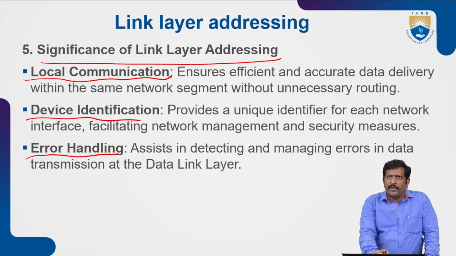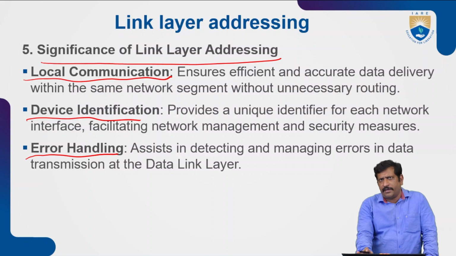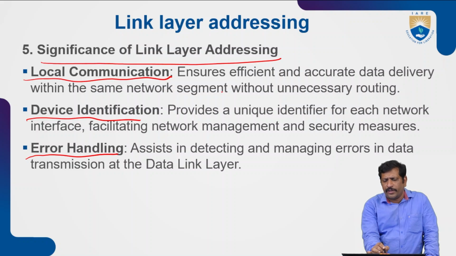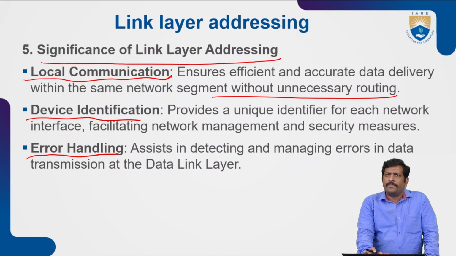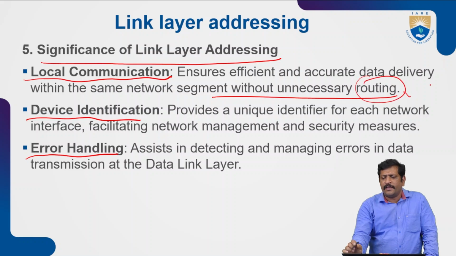Local communication means that data can be delivered accurately within the same network segment without unnecessary routing. Whatever data is transmitted between the two devices, the required routers can be selected, and via those routers the messages can be sent from device 1 to device 2.